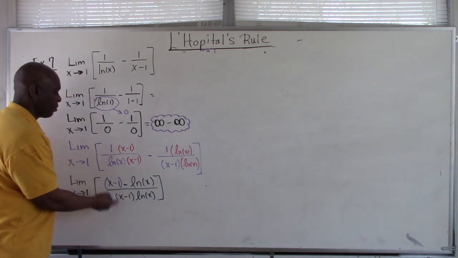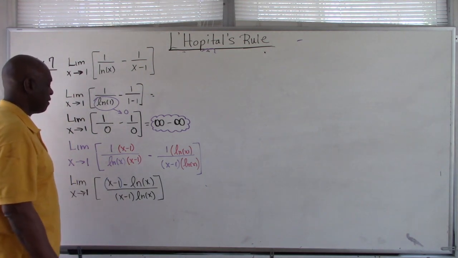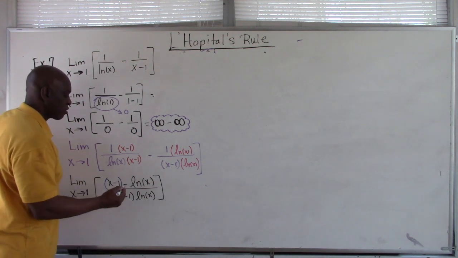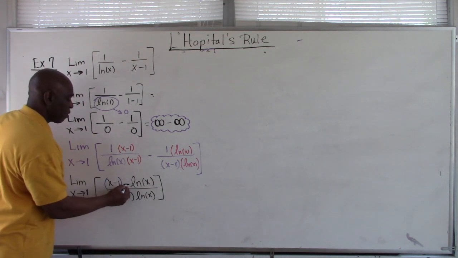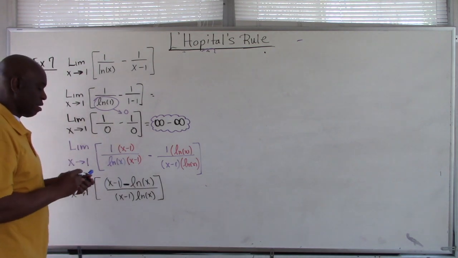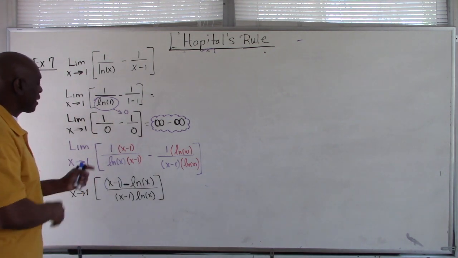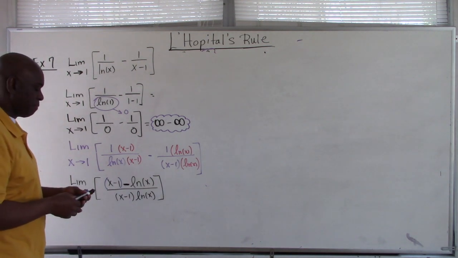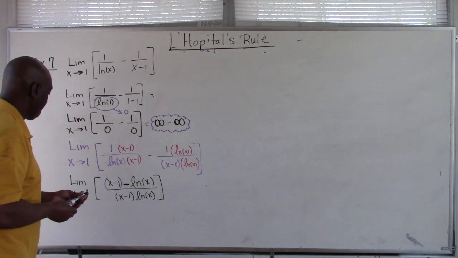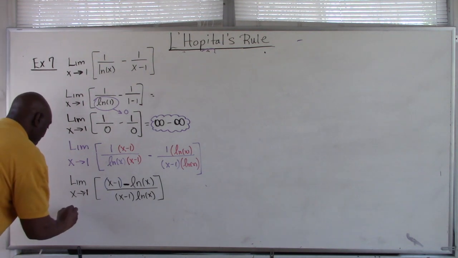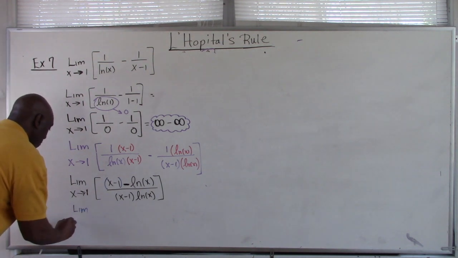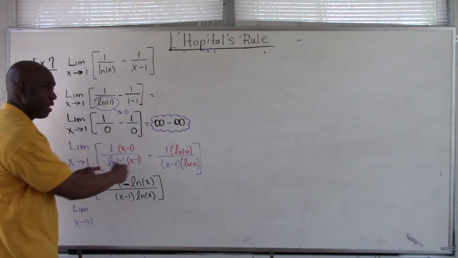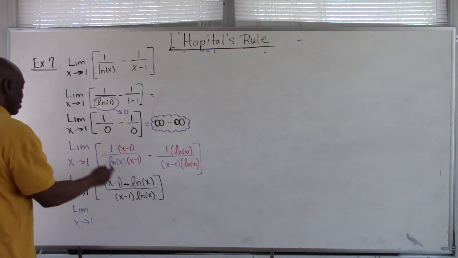Do not cancel those out. Okay? You can't cancel across subtraction or addition. So, since you can't cancel anything, let's go ahead and plug in 1 and see what we get. So we have the limit as x approaches 1. Since I found the least common denominator, now plug in 1. See if it changes anything.